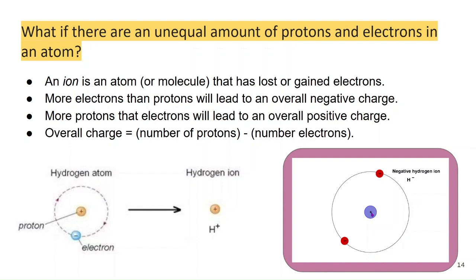But let's look at a negative hydrogen ion. So this, we've got our proton in the middle, and then 2 electrons, it's gained an extra electron on the outside, so if we use our equation, it would be 1 proton minus 2 electrons is negative 1, so H negative.